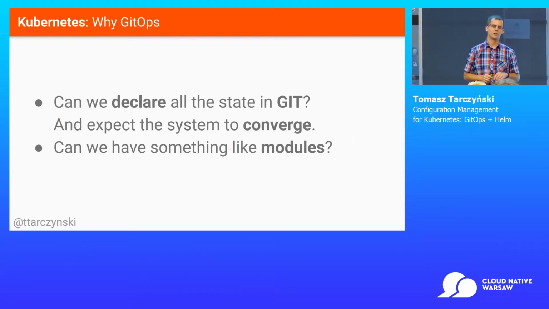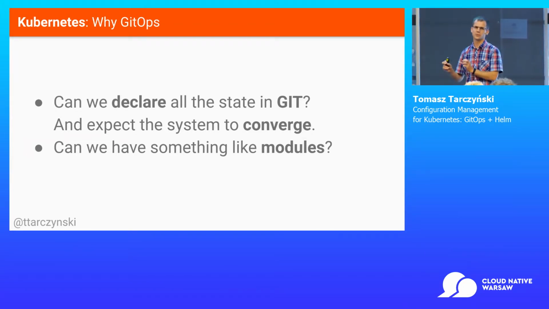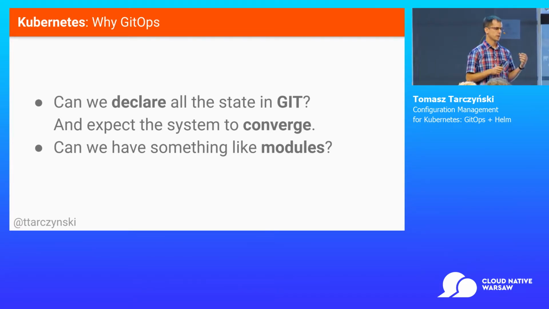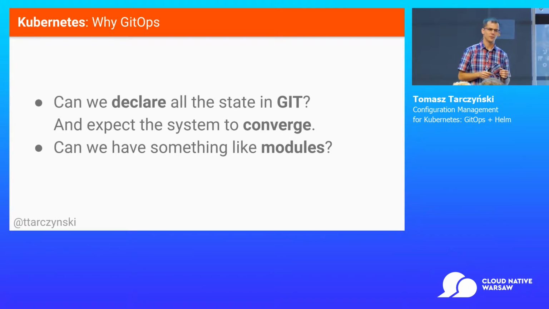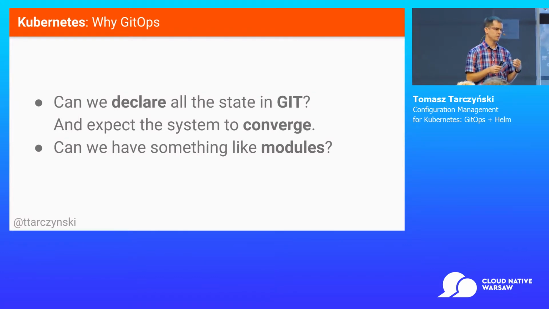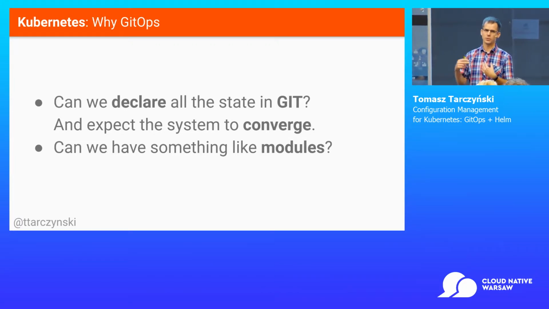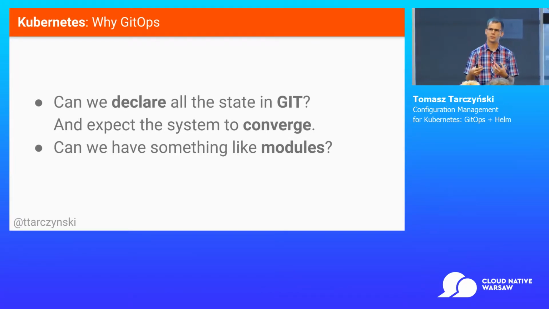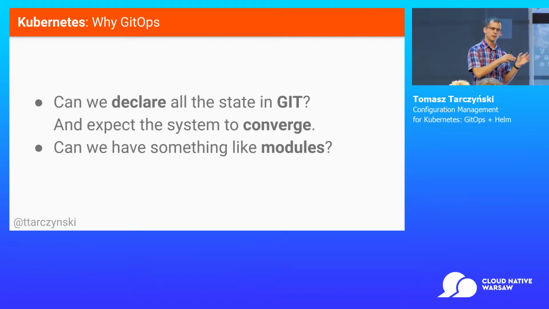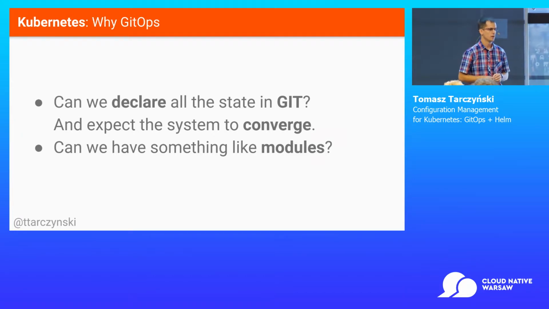But still, even with Kubernetes, I would need some small parts added to this picture. I have my control plane with declarative API, but I would like to have the possibility to declare all of the state in a version control system, in Git, and then have some automation that would make sure that my cluster state, the configuration in the cluster, would converge to what is defined in version control.